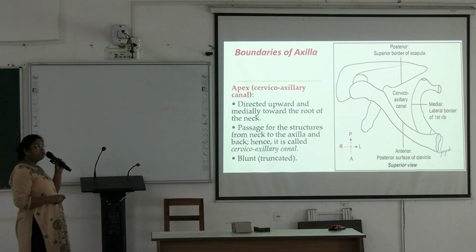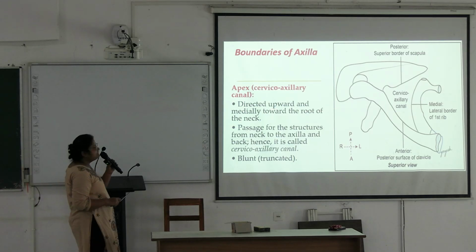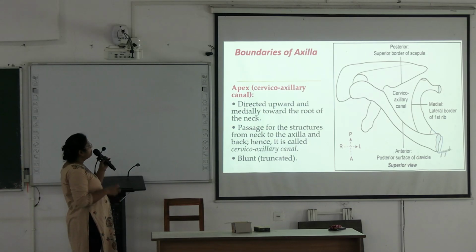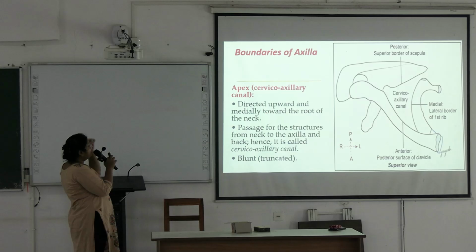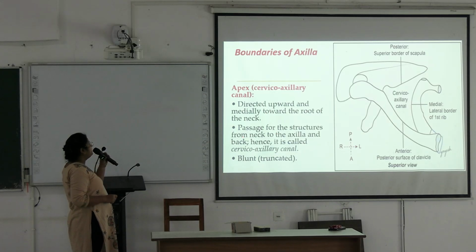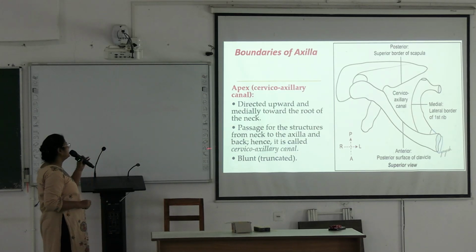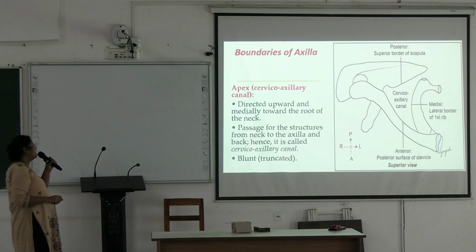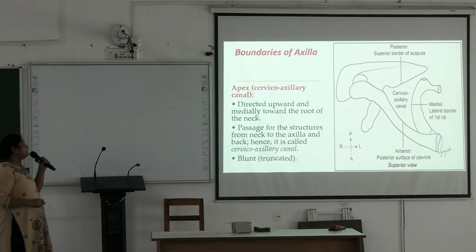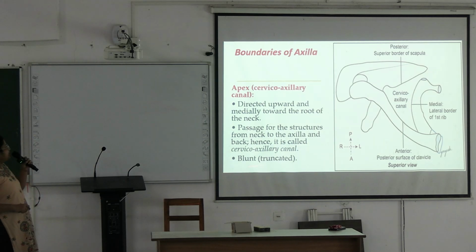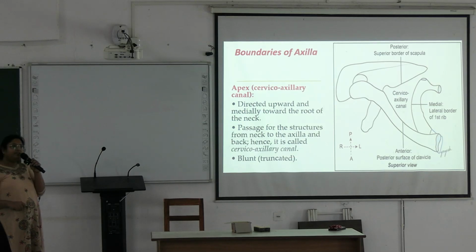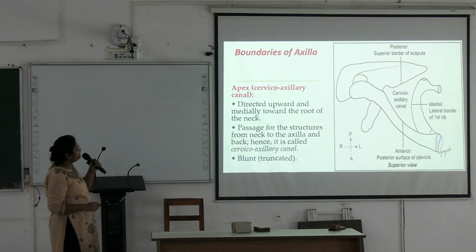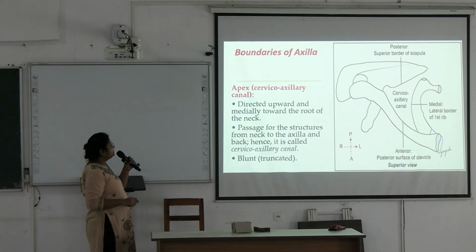Apex is also known as cervicoaxillary canal. It is directed upward and medially towards the root of the neck and it gives passage for the structures from neck to the axilla and back. Hence it is called cervicoaxillary canal and it is blunt or truncated. So this is the apex, also known as cervicoaxillary canal.